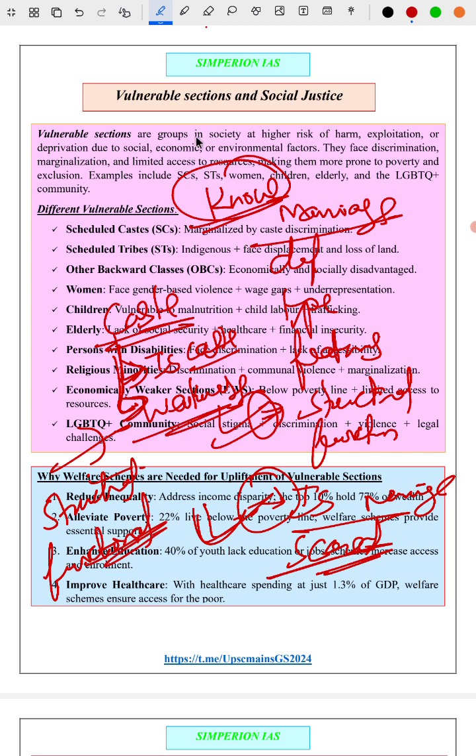So it is difficult for the aspirant to cover all this. So Simperion IAS will be covering all these important topics. We will be releasing a chart from GS1 to GS4, where we will have a topic. The topic name will be, for example, temple architecture.